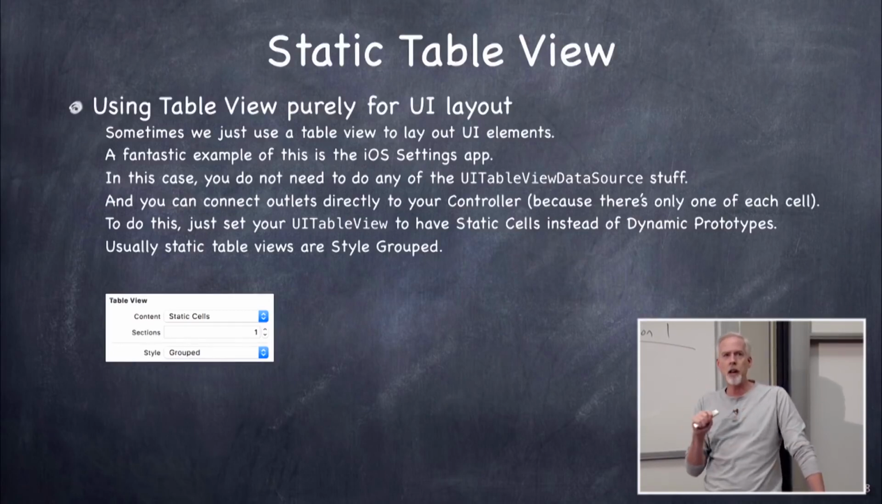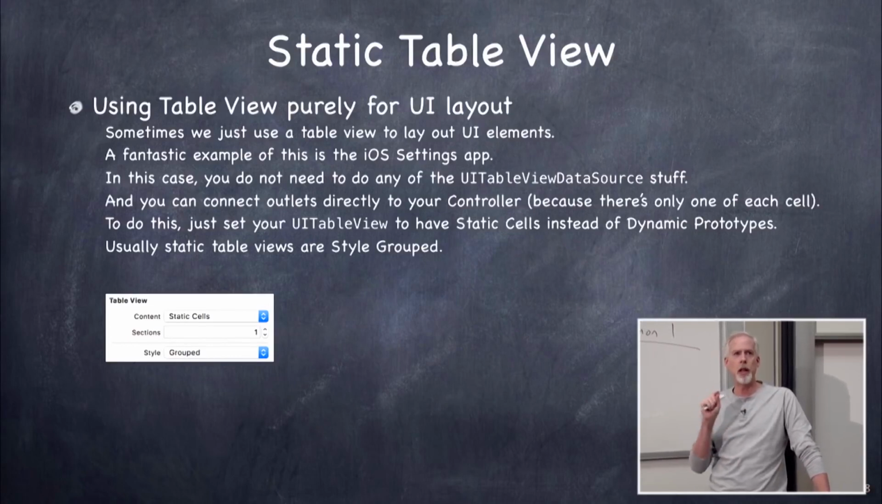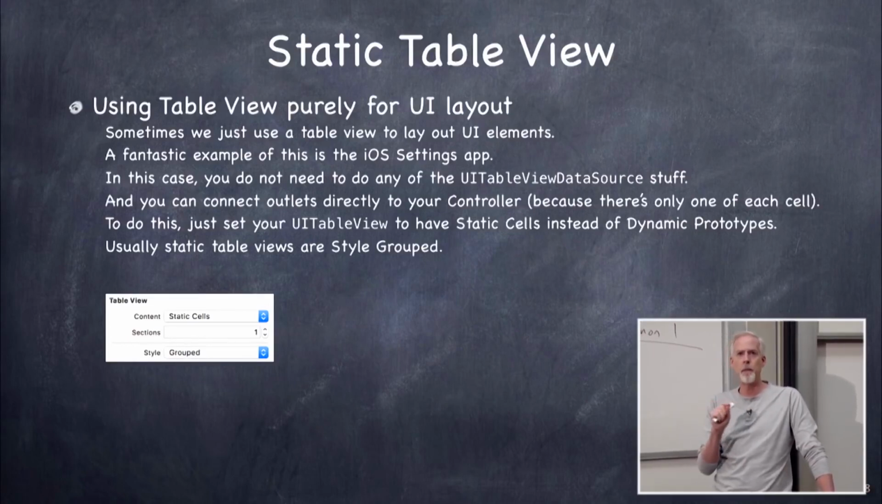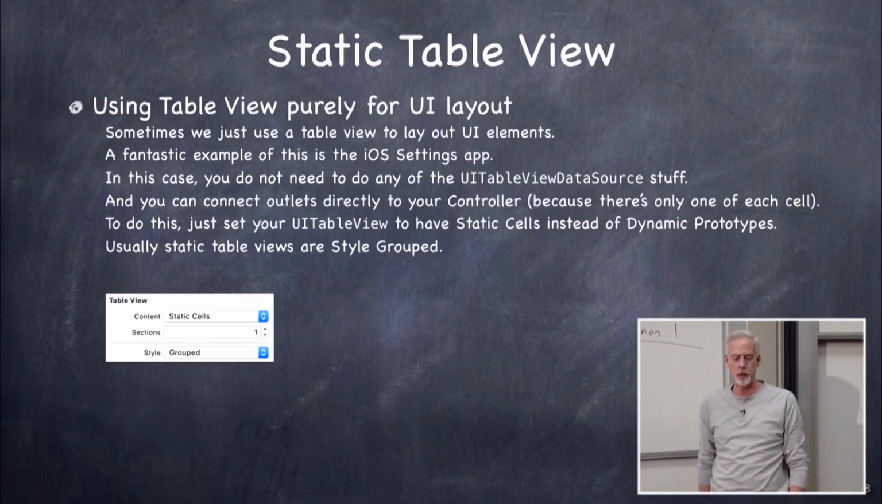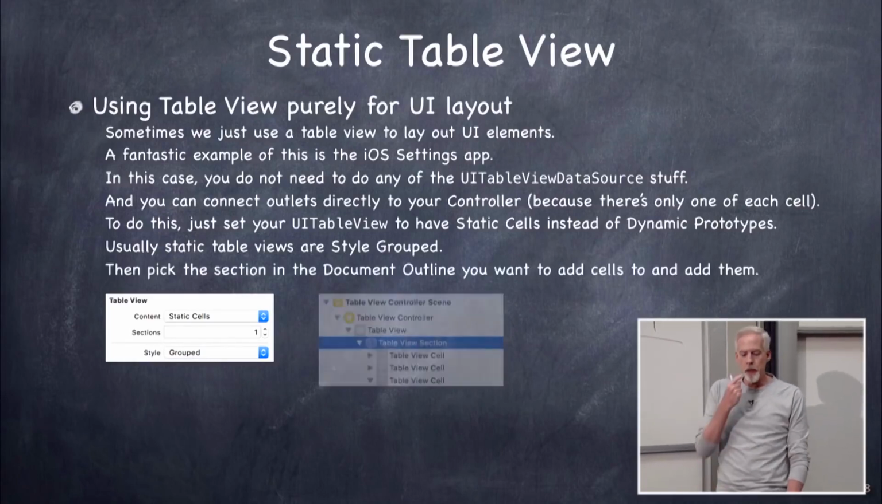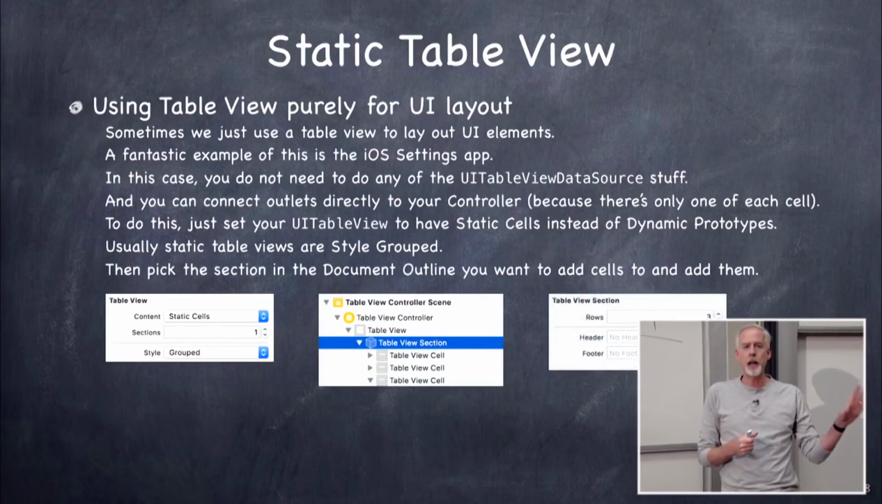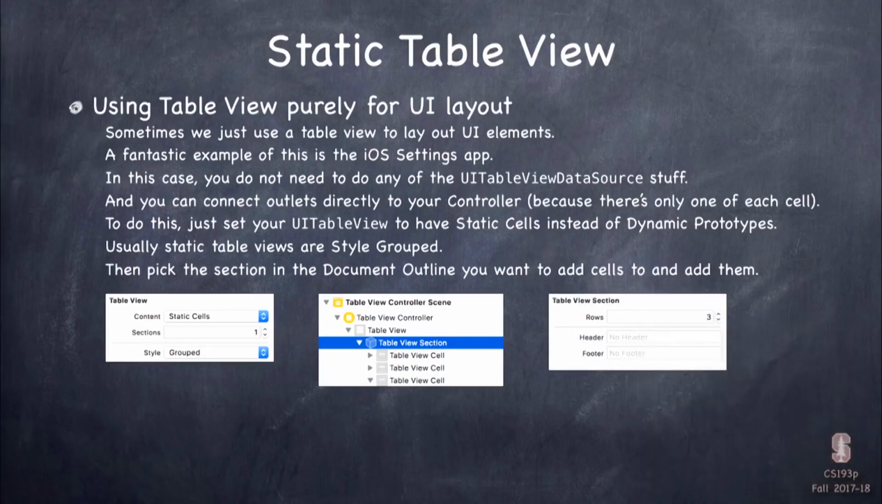And by the way, the style there is almost always grouped. Remember I showed you that grouped style like it's in the settings app? That's pretty much what you're going to use when you have static cells. That's what looks the best when it's static. Then you go into the document outline. This is a little obscure, but don't forget this piece.